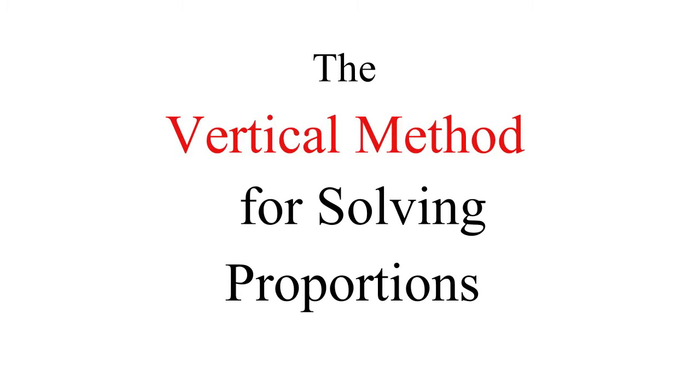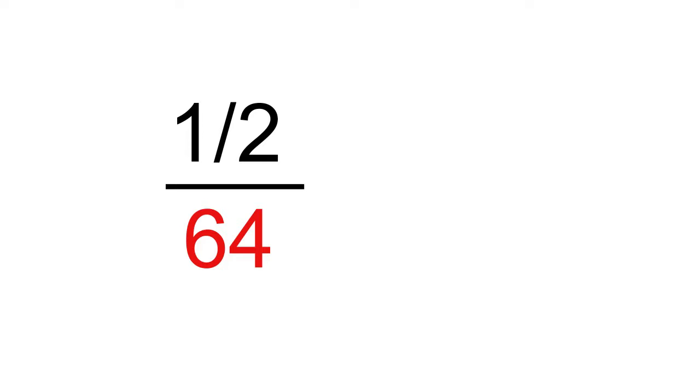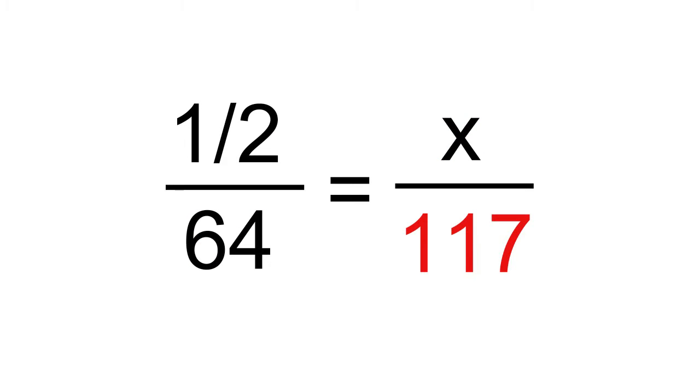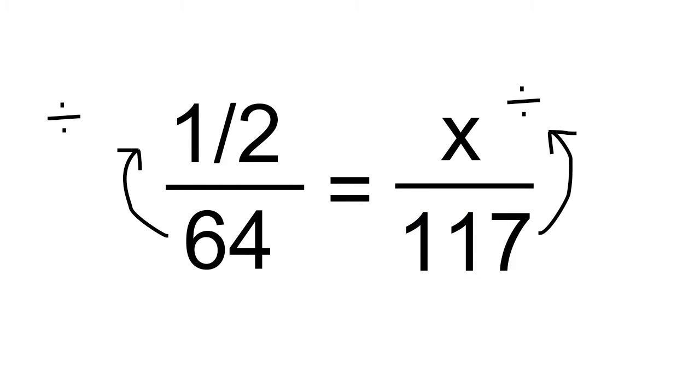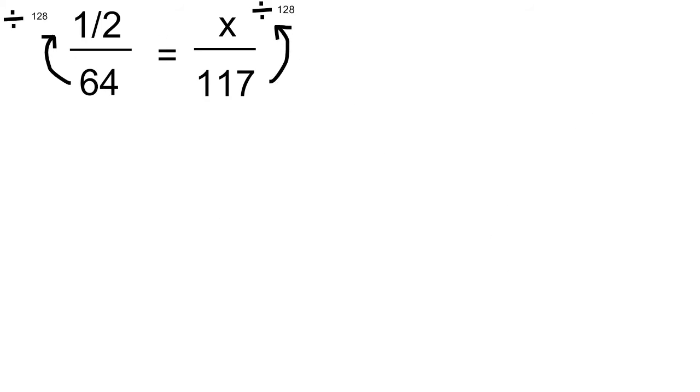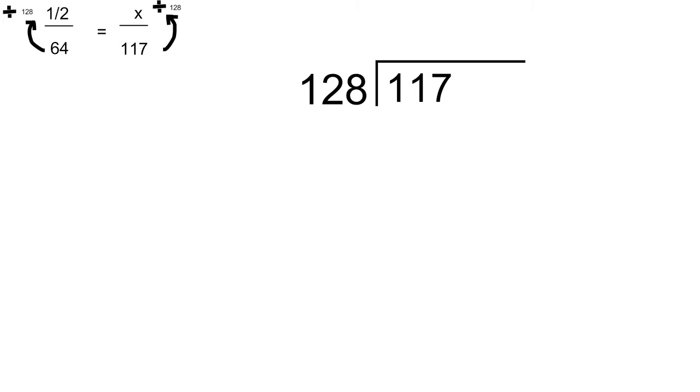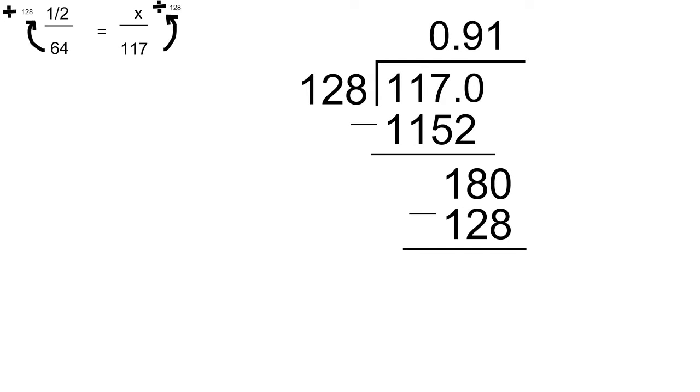Another way to solve this equation is to use the vertical method. The vertical method uses the relationship between the top and the bottom numbers. It will be the same on both sides. You would set up the problem the same way. The arrows indicate how many times the top number, 1/2, goes into the bottom number, 64, which is 128 times. That is another way of saying 64 divided by 128 equals 1/2, so you have to do the same thing to the other side of the problem and divide 117 by 128. The answer is the same as using cross multiplication.